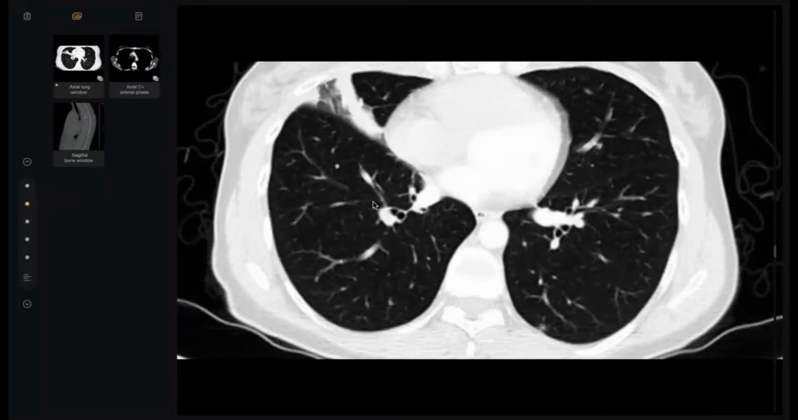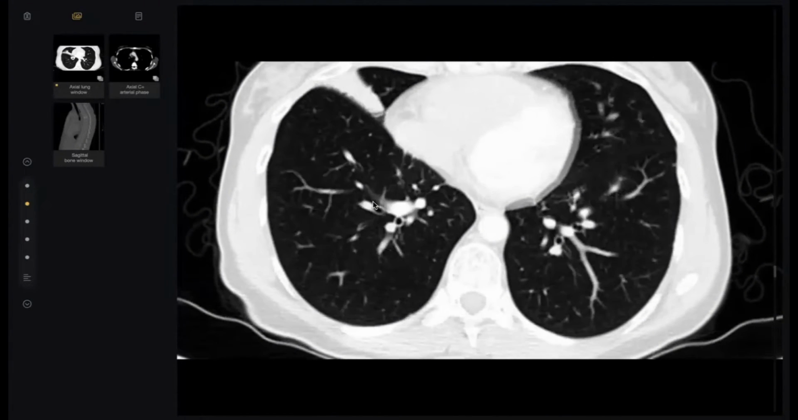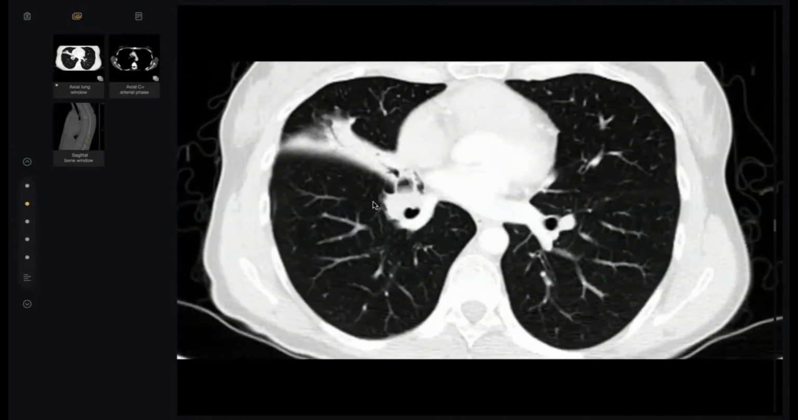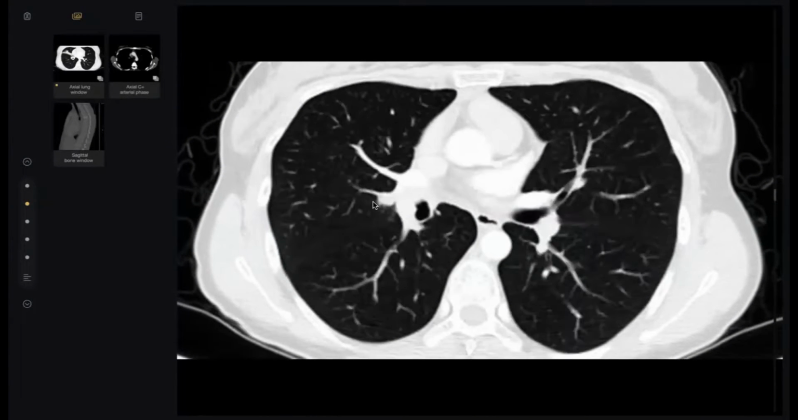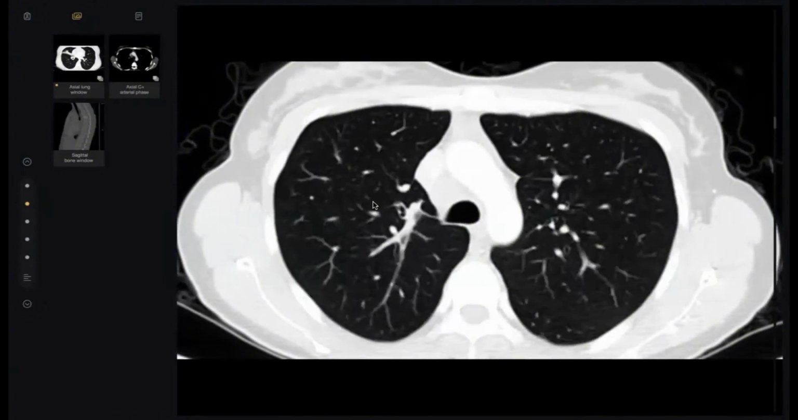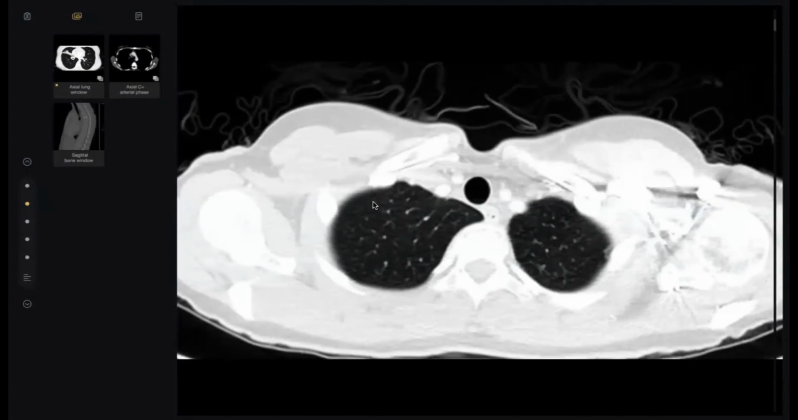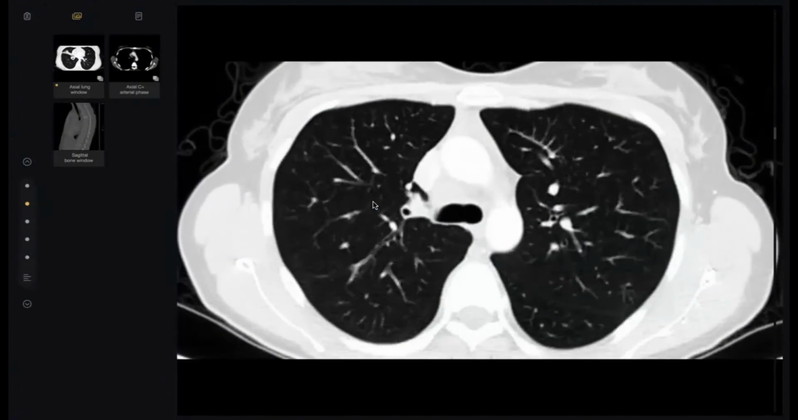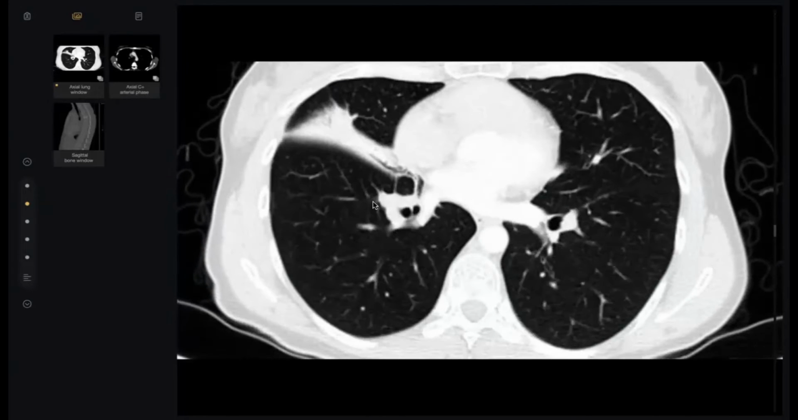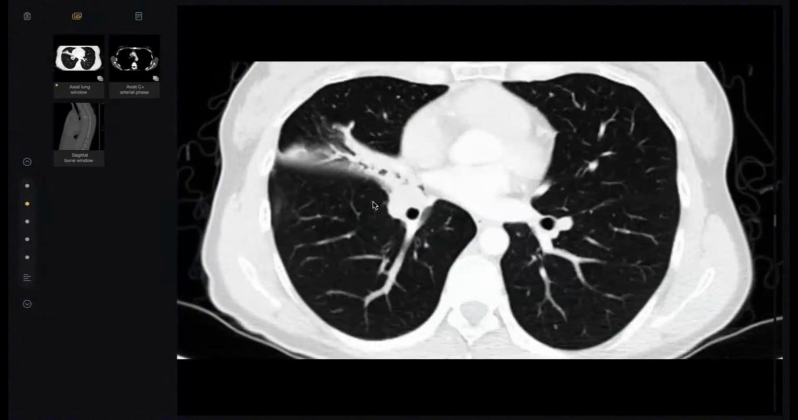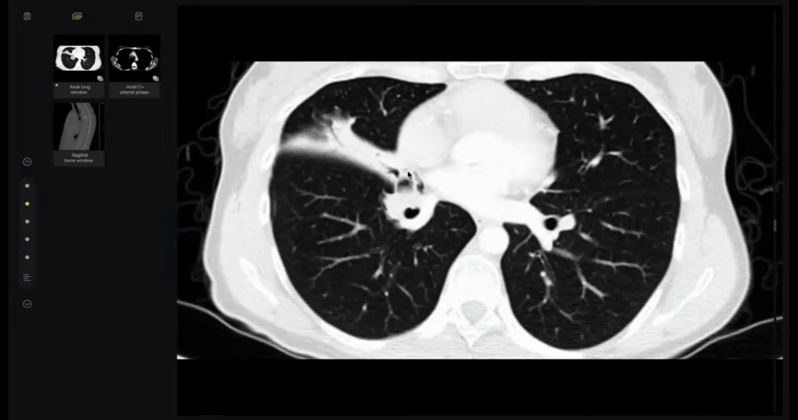Sir, I can appreciate a collapse consolidation in the right middle lobe, with linear atelectasis. The bilateral upper lobes appear unremarkable, as well as if I go down. What happened here, there is some collapse? Yes, there is collapse and there are dilated bronchi.